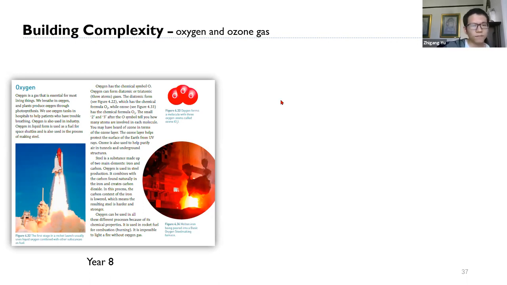In year 8, this is a text from a textbook. For example, specific focus on this part.